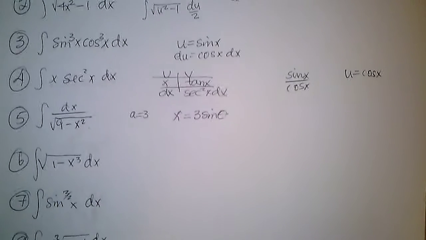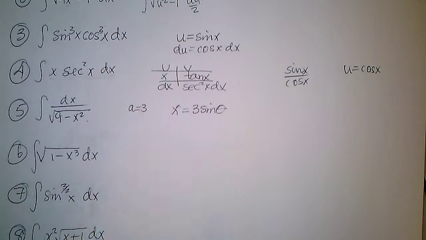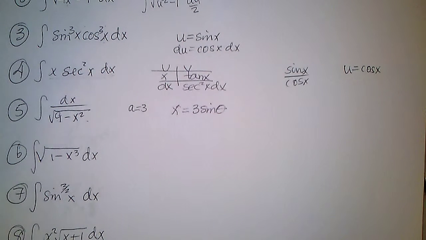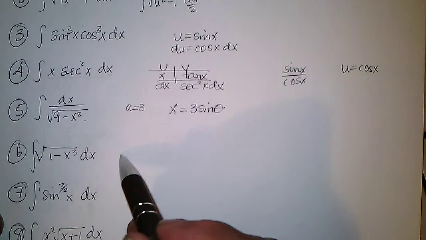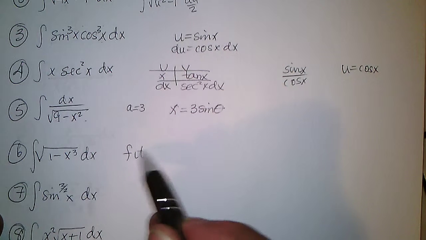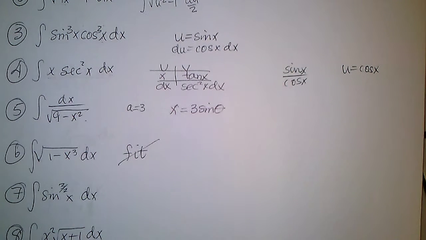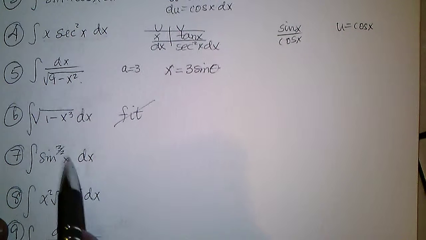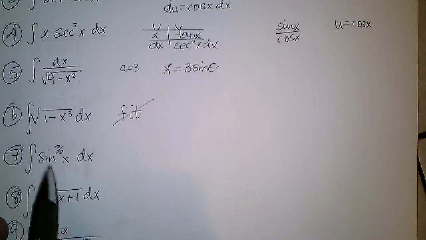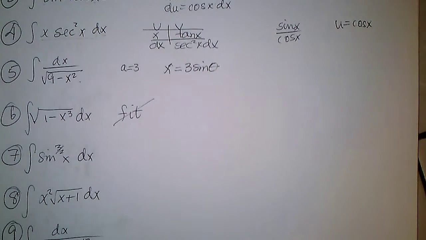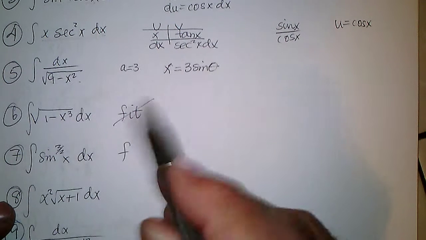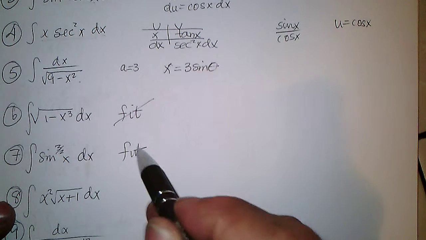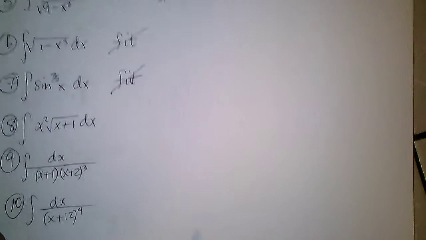The next one's a little bit strange. We have not done a lot with cubes in the square root. So this one is essentially not a fit for some of the methods we've done so far. Likewise, sine to the 3/2, we haven't done much with that. Now there might be some things you could do with that one, but we haven't really talked much about sine to the 3/2 or square roots of sines or something like that. So that one's probably not a great fit.